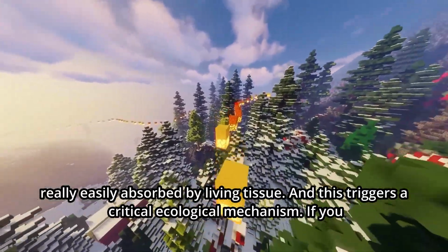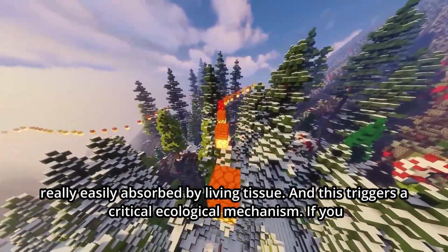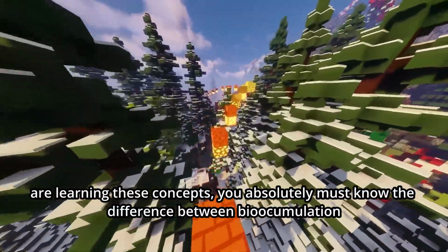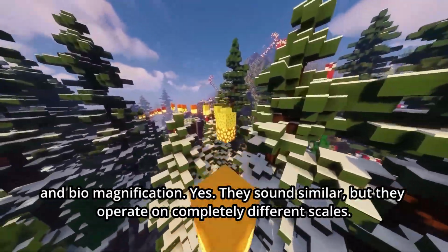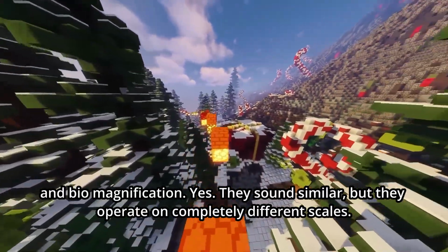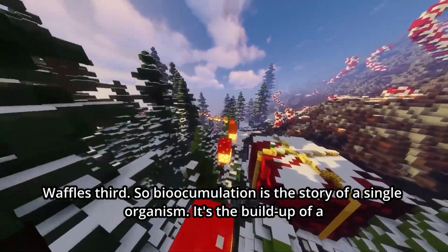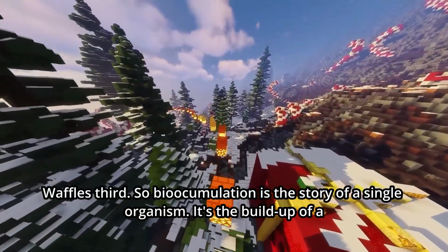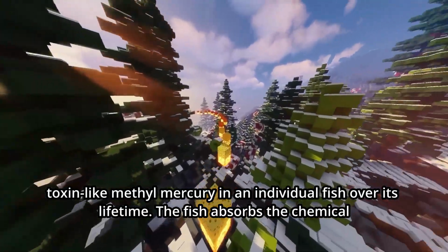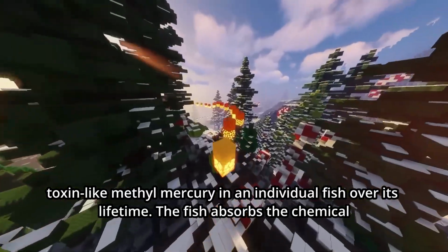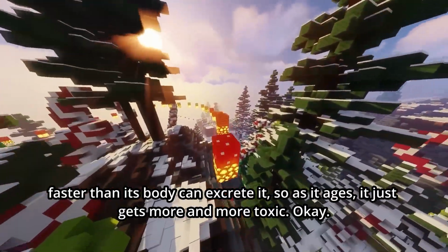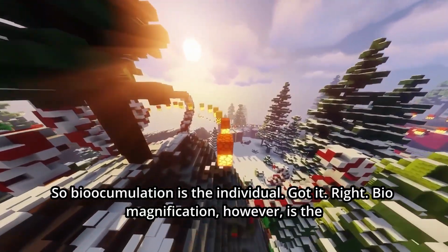And this triggers a critical ecological mechanism. If you are learning these concepts, you absolutely must know the difference between bioaccumulation and biomagnification. Yes, they sound similar, but they operate on completely different scales. Walk us through it. So bioaccumulation is the story of a single organism. It's the buildup of a toxin like methylmercury in an individual fish over its lifetime. The fish absorbs the chemical faster than its body can excrete it, so as it ages, it just gets more and more toxic. Okay, so bioaccumulation is the individual.